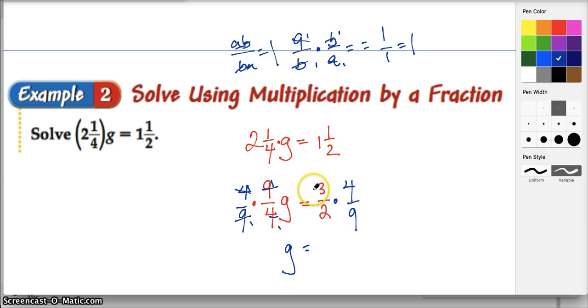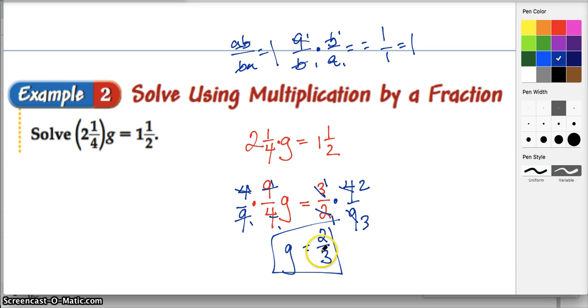But remember, we can multiply straight across: 3 times 4 is 12, 2 times 9 is 18, and then we can reduce it. But I'm going to reduce early by cross canceling. 2 goes into itself 1 time, and 2 goes into 4 twice. 3 goes into itself 1 time, and 3 goes into 9 3 times. So now when I multiply 2 times 1, I get 2, and 1 times 3, I get 3, and my answer is 2/3. Kind of cool, huh?